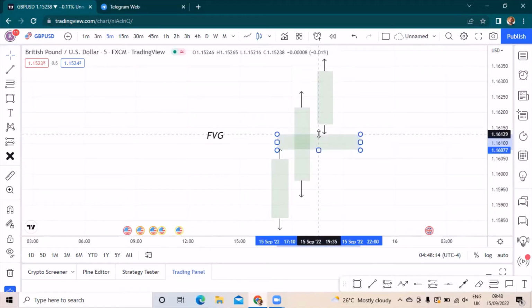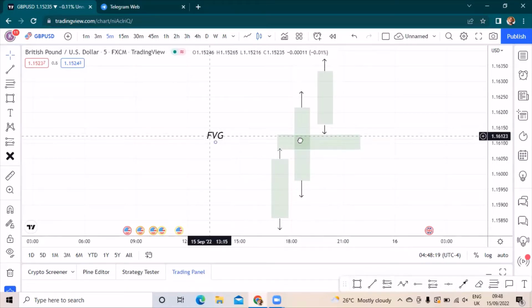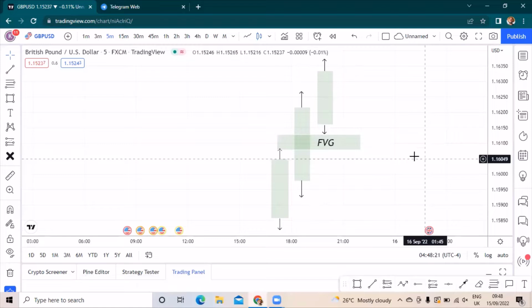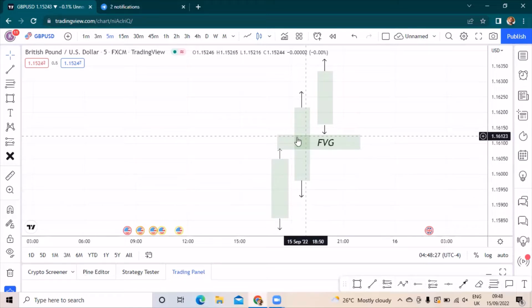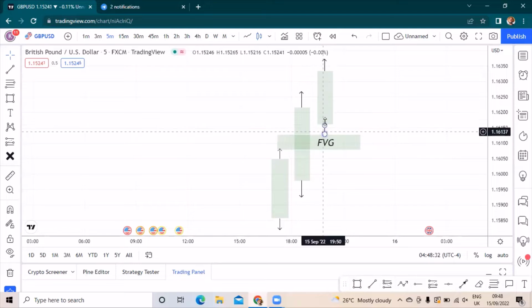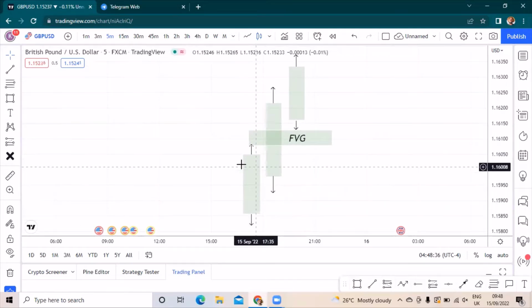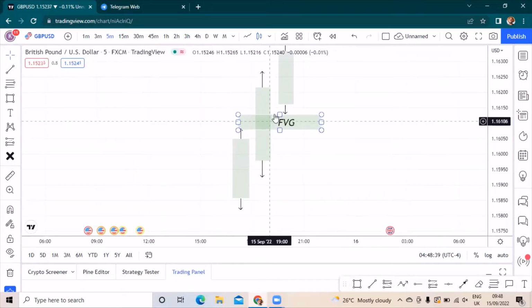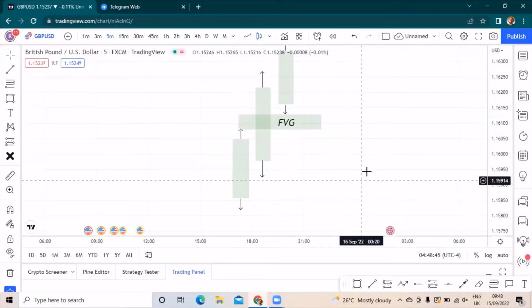Now this gap is known as the what? Fair value gap. This gap is known as the fair value gap. That's what it is. When there is a space in between that the previous candle and the candle after fail to cover, it is known as a fair value gap. Sometimes this gap is wider in some cases, sometimes it's small, sometimes it's tiny, but it all depends on the space left.